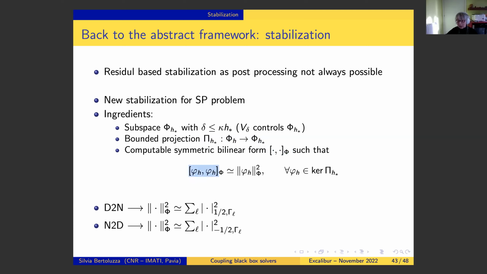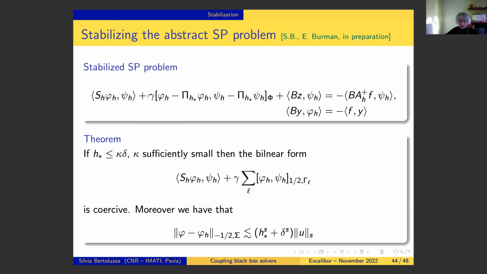So an equivalent scalar product for my phi space on the kernel of this phi H star. And then I add to my Steklov-Poincaré operator this term here, which basically penalizes phi H minus its projection onto the coarser space in this scalar product that I introduced, okay?